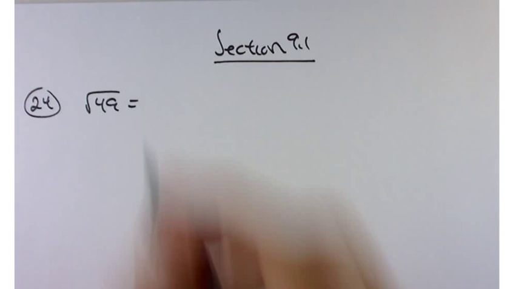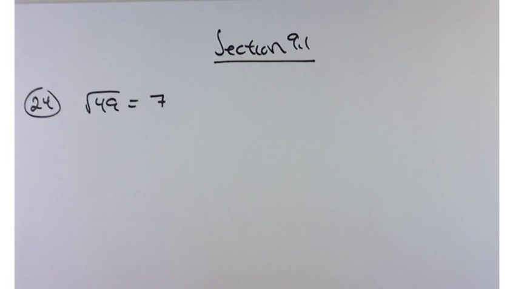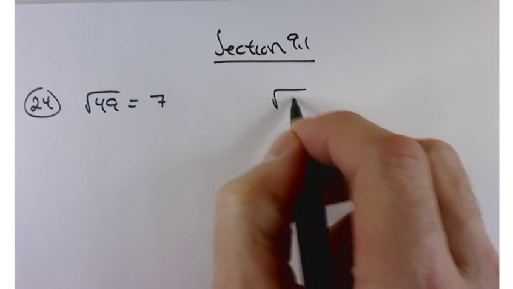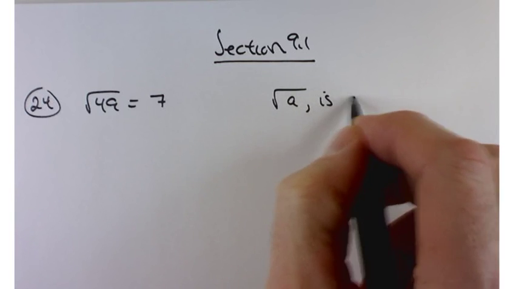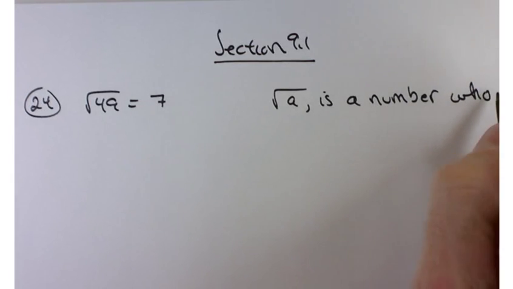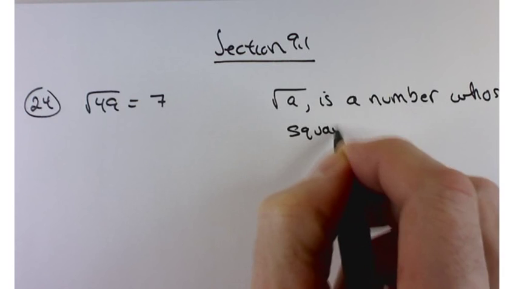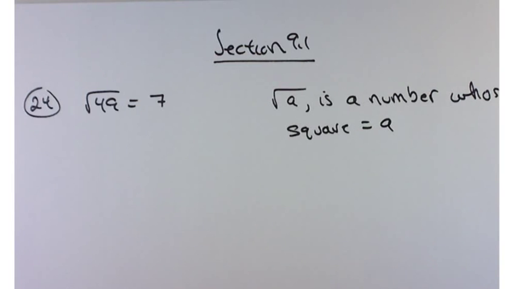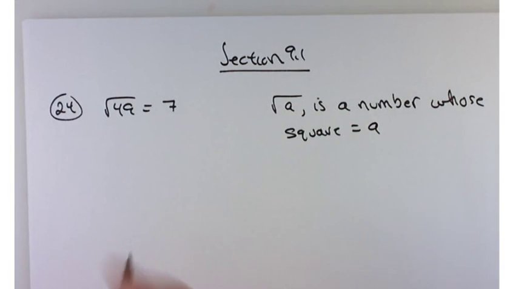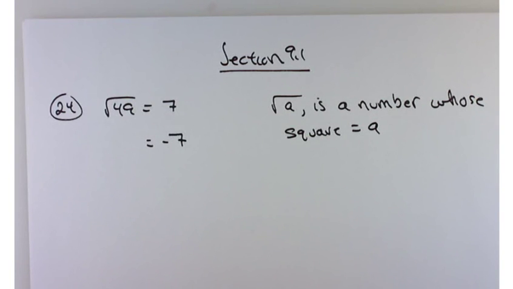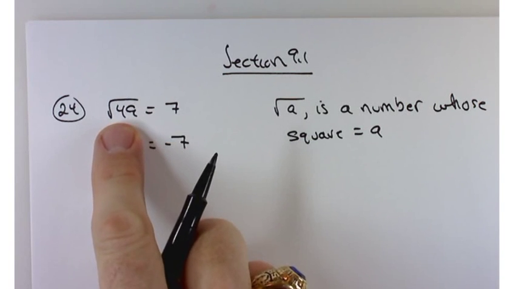All together? 7, yay. Okay, but really what happens when you're working with square roots is the square root of a number a is a number whose square equals a. So it's something that I can square to get what's underneath the radical. So what if I said -7? Would that be okay for the square root of 49? If you square it, you get 49, so sure.